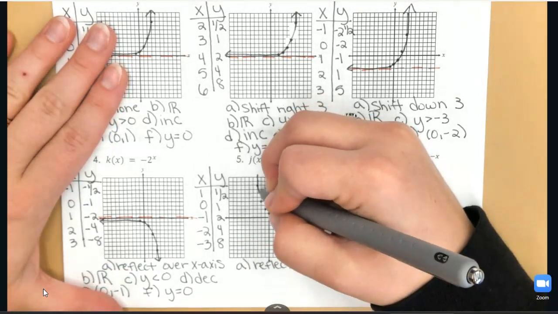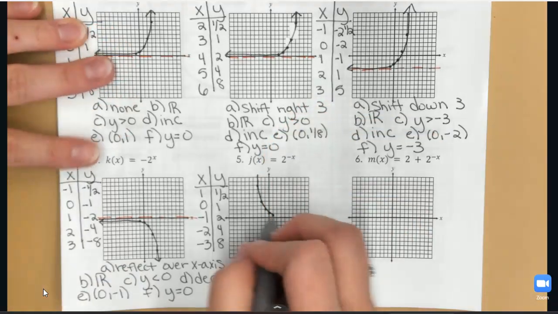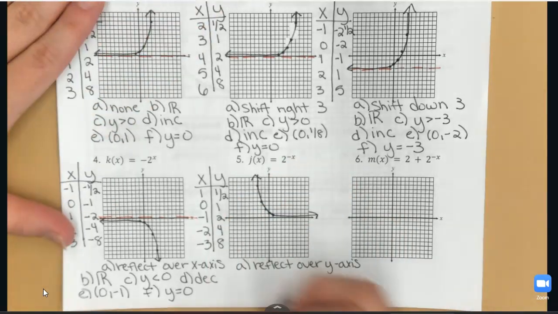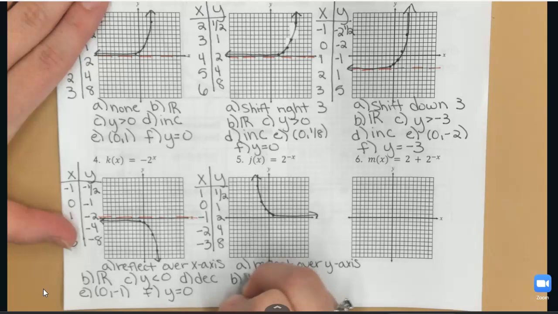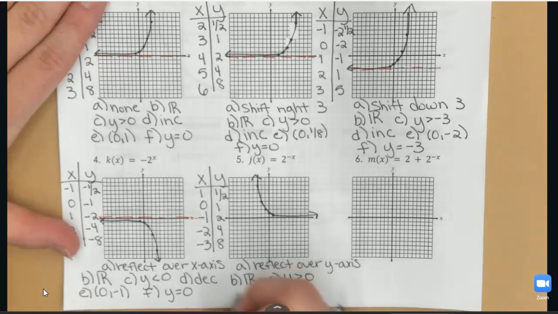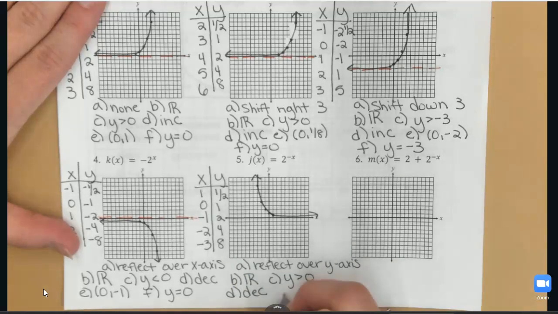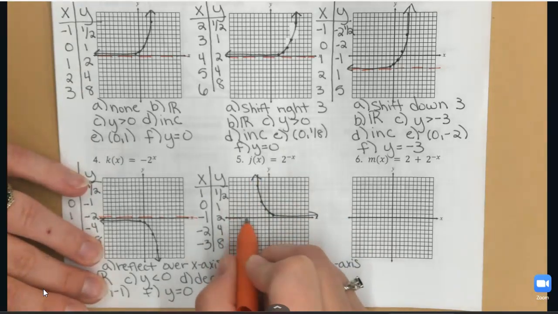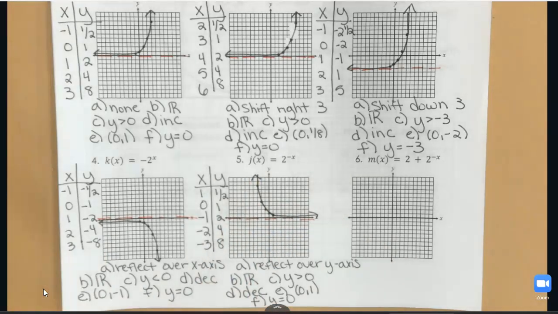So this graph got reflected, kind of mirror imaged around itself. So this domain is still all real numbers. My range is still all y values greater than 0. We now have a decreasing graph. We would be walking downhill. My y-intercept stayed the same, (0, 1), and so did my horizontal asymptote. It's still at the x-axis, y equals 0.